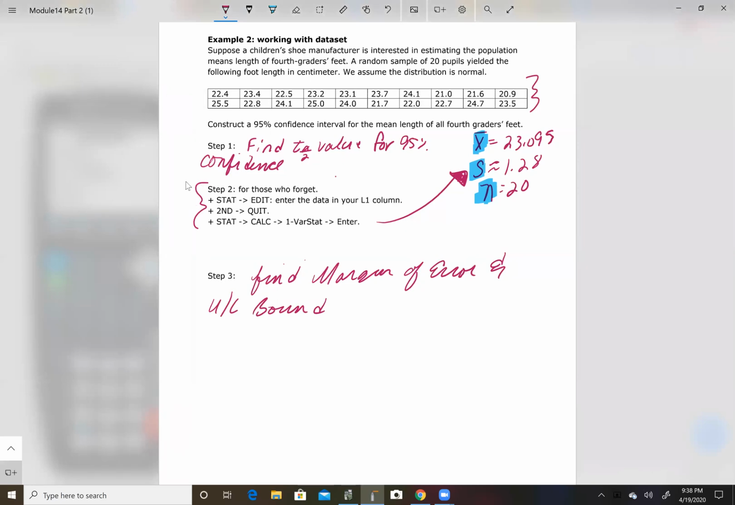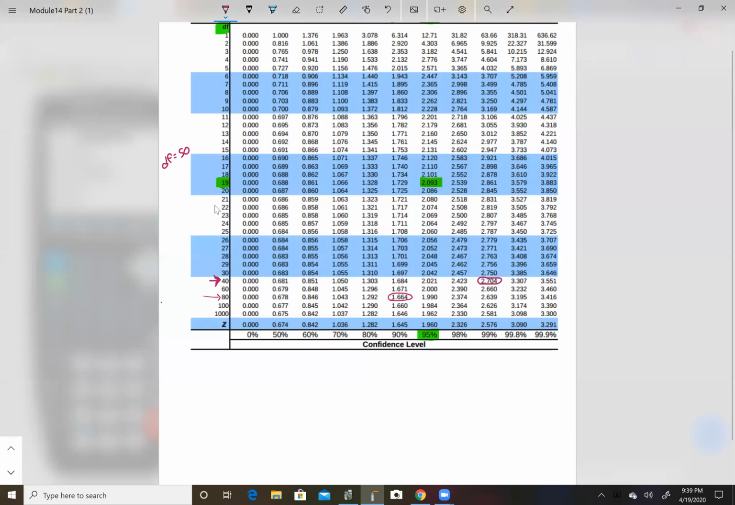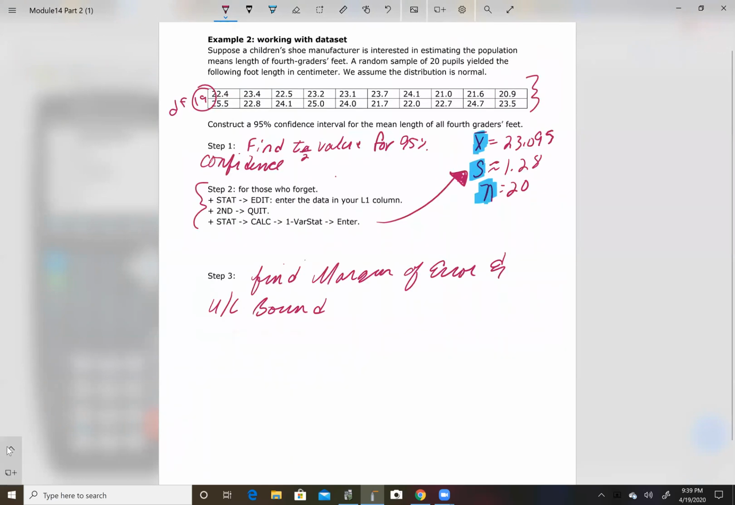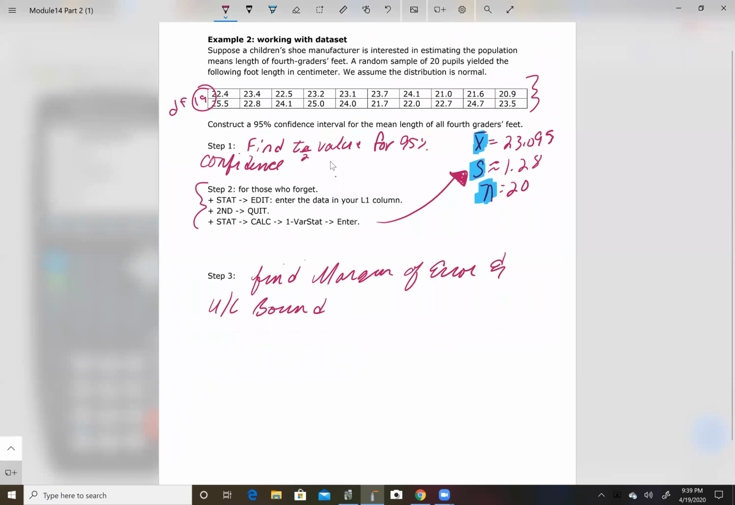Now my step, that was actually step 2. My step 1 was to find my t of alpha over 2 for 95%. And if my N value is 20, then my degrees of freedom is 19. Okay, so I need to go back up to my table, find my degrees of freedom to be 19. Oh, that was the same. And I'm looking for 95%. So let me double check. Yep. So it's that same number I found at the very beginning, 2.093.